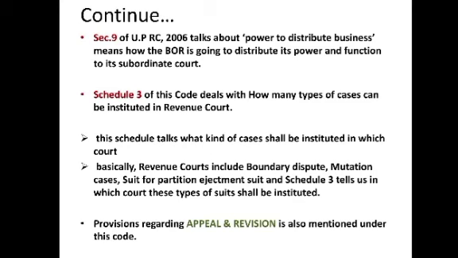If we have gone through the CPC or other acts, we know the jurisdiction, that is, in which courts what kind of suits can be tried. In the same way, schedule 3 of this revenue code 2006 deals with how many types of cases can be instituted. This schedule talks about what kind of cases shall be instituted in which court. Basically, the revenue code includes boundary disputes, mutation cases, suits for partition, ejectment suits, and schedule 3 tells us in which court these types of suits shall be instituted. Further, the provision regarding appeal and revision is also mentioned under this code.